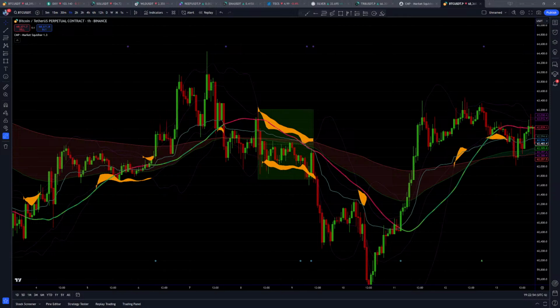Basically, I start on the bigger time frames and look for when all of the moving averages are aligned favorably, and then you trade when a squeeze pops, you trade in that direction.